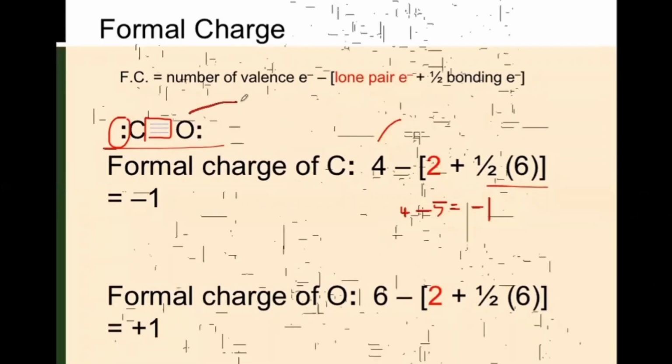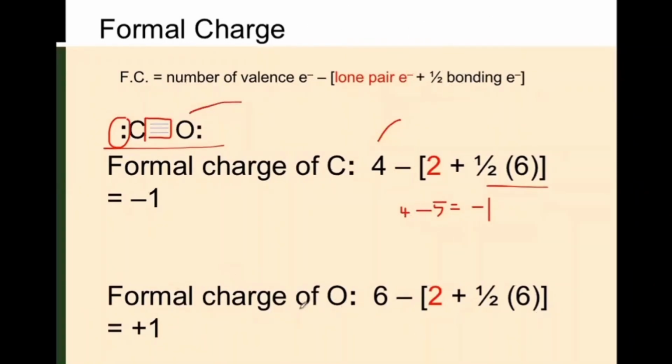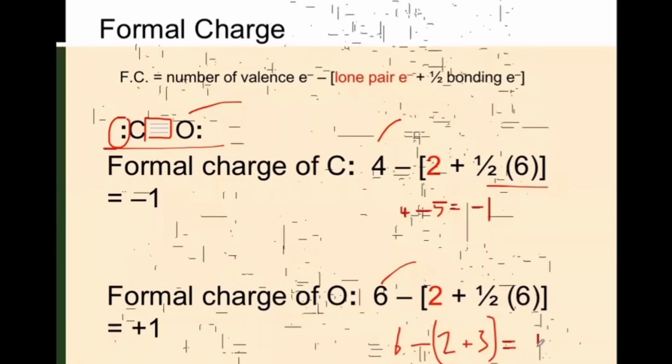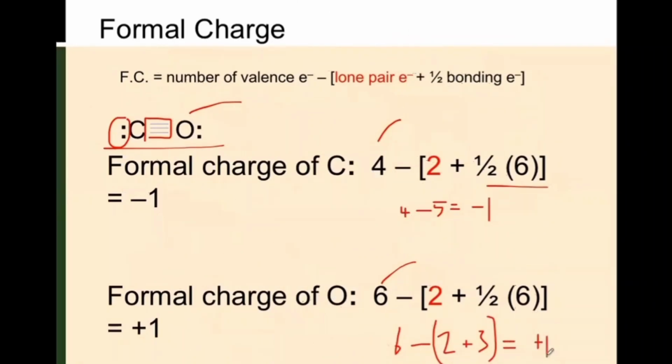And then the oxygen here has a formal charge of plus 1. It is in group 6A, so it has 6 valence electrons, minus 2 for its lone pair, plus a half times 6 for the 6 electrons in the bonding pairs. So it's 6 minus 2 plus 3. So it's 6 minus 5, which equals plus 1.